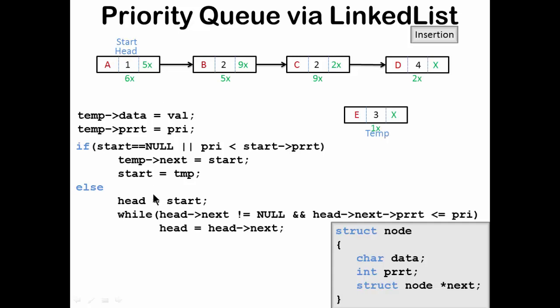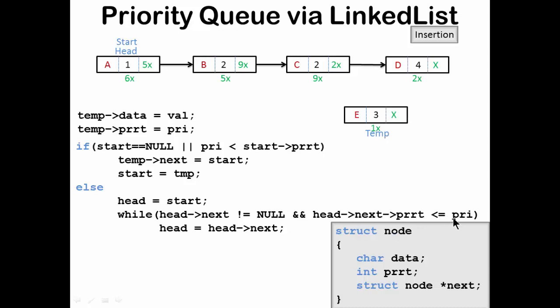Then you can write a while loop, and the head should move to the next node if it is not null. So if head next is not null, then the loop should be true. And besides that, it also compares the priority value of the next node and the temp that you have entered. So this priority 3 is represented by PRI, and this expression over here, head next. Head next is what? Head next is 5x, this location. So 5x's priority is 2.